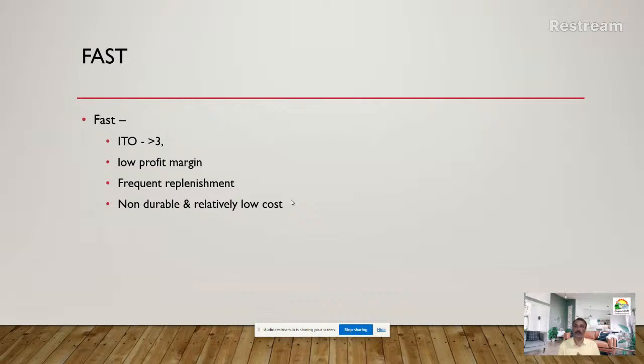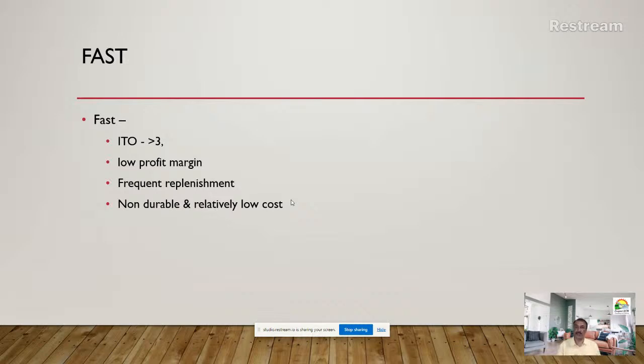So you need to do frequent replenishment. Most of the items are non-durable and relatively low cost. Okay, but these need not be correct. For example, in our organization, it was durable and relatively high cost. Also, we were classifying as fast moving depending on consumption.